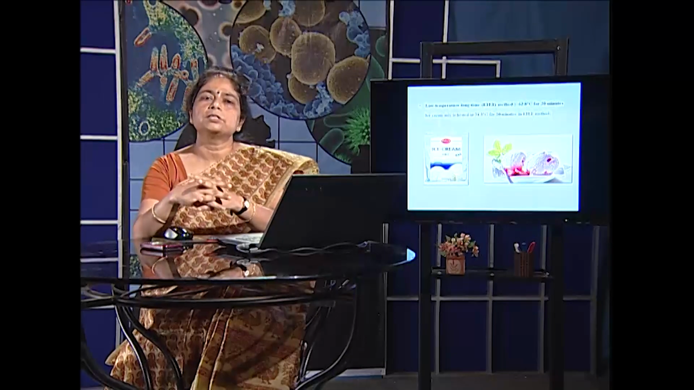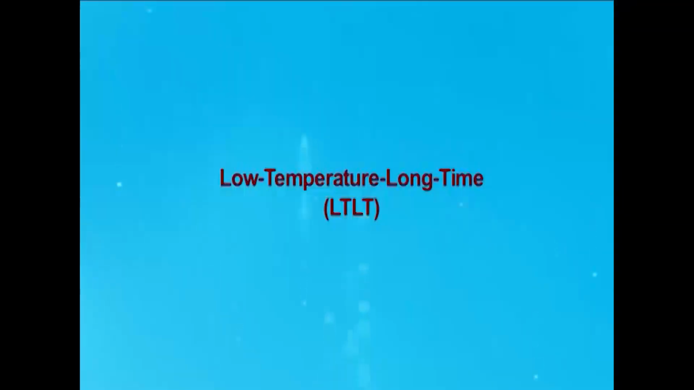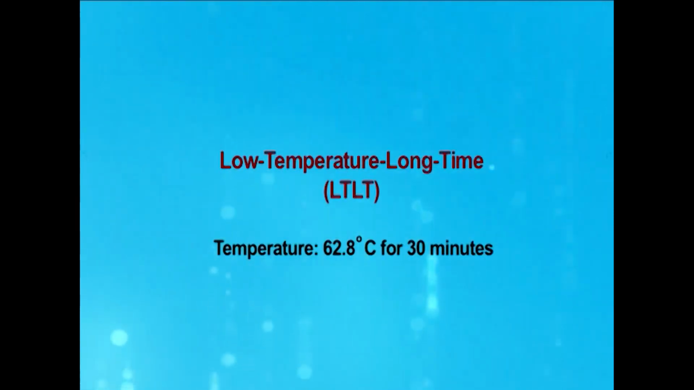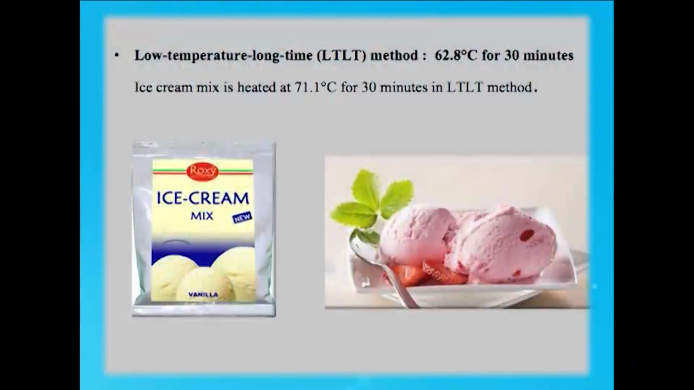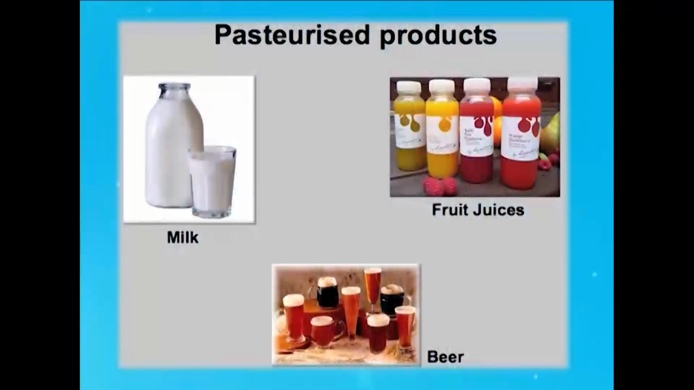The second type of pasteurization method seen is LTLT. In LTLT, which is the low temperature long time method, we subject the food item to a temperature of 62.8 degrees Celsius for 30 minutes. This LTLT method for ice cream mix varies, which is about 71.1 degrees Celsius for 30 minutes. So depending upon the food product, the method or the temperature along with the time varies. So after pasteurization, we have production of numerous pasteurized products like milk, fruit juices, beer, and so on.